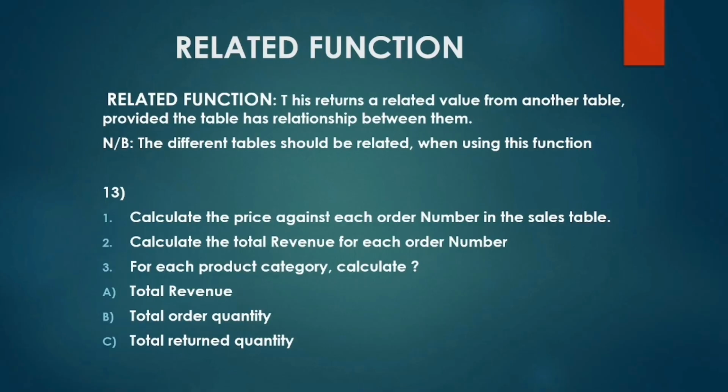The problem statement is: calculate the price against each order number in the sales table. Calculate the total revenue for each order number. For each product category, calculate A, the total revenue, B, the total quantity, C, the total return quantity. So let's get on to our Power BI Desktop and solve this problem to understand how to use the RELATED function.